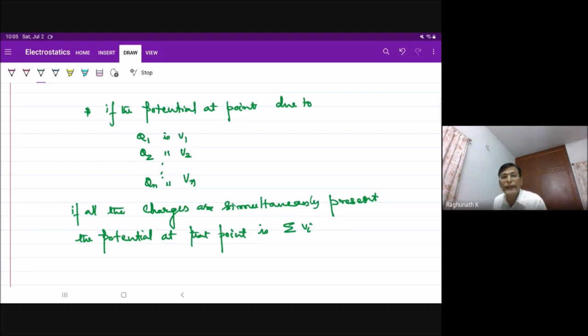Potential, like force and electric field intensity, follows the principle of superposition. Because of Q1 it is vector 1, Q2 vector 2, so both are there, it is a vector sum, I told you. Here, it is a scalar sum with their signs. It is actually called the superposition principle for potential.